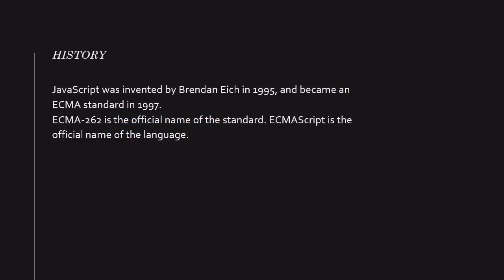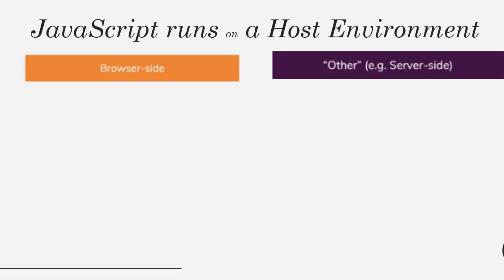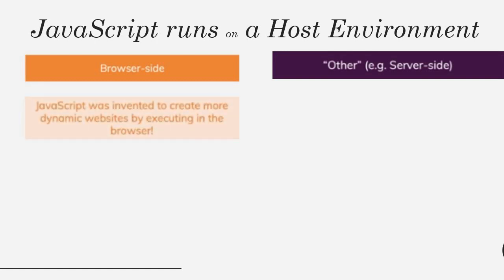What is the history? JavaScript was invented by Brendan Eich in 1995. Its standards were changed in 1997 and were named ECMA, which is the official name of JavaScript. JavaScript runs in a host environment. The environments in which it can run are browser-side and server-side.